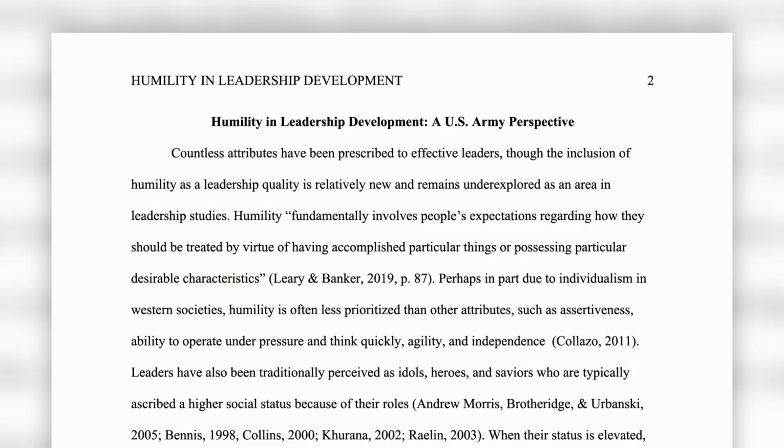When we get to page 2, we don't include an introduction heading like we may have done in high school. Instead, we can basically just copy that title from page 1 and paste it at the top of page 2. We don't need to include the word introduction.